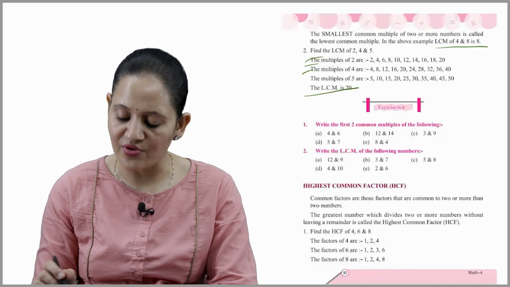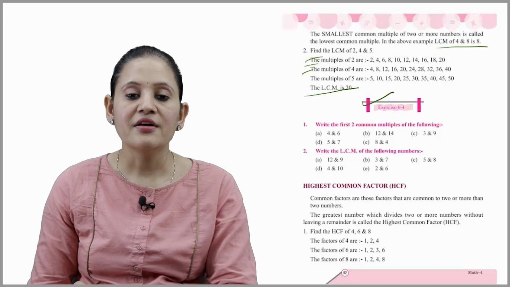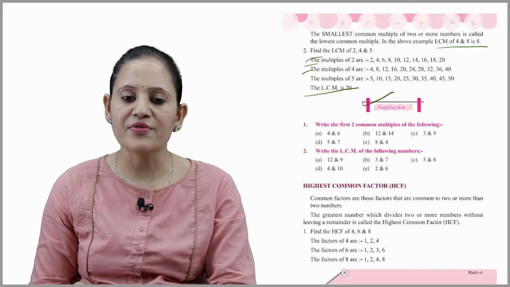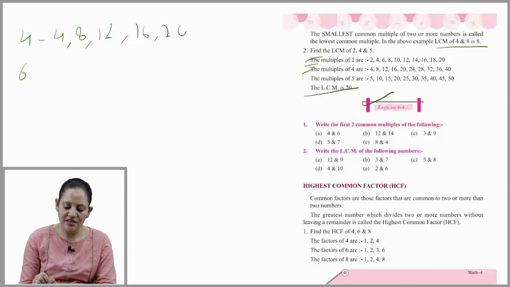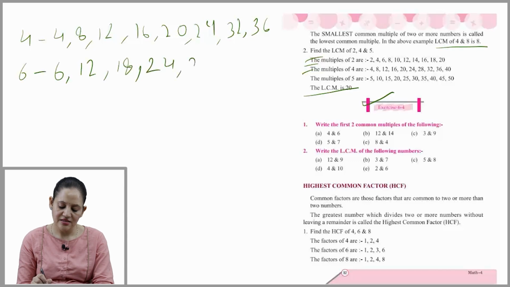Next is exercise 6.4. Write the first 2 common multiples of the following, like 4 and 6. 4 1s are 4, 4 2s are 8, 4 3s are 12, 4 4s are 16, 20, 24, 32, 36. 6 के हो जाएंगे 6, 12, 18, 24, 30, 36.